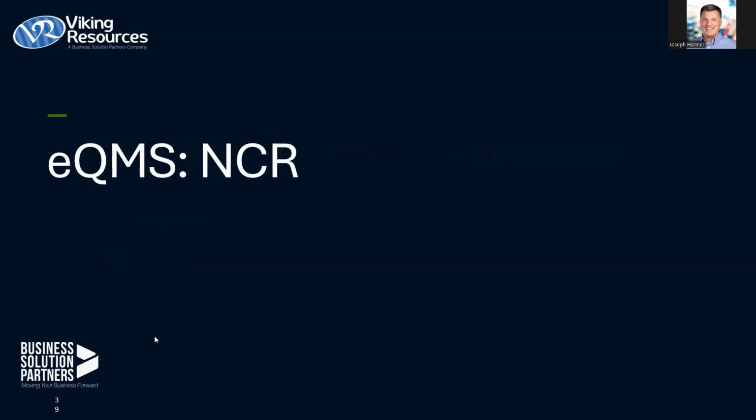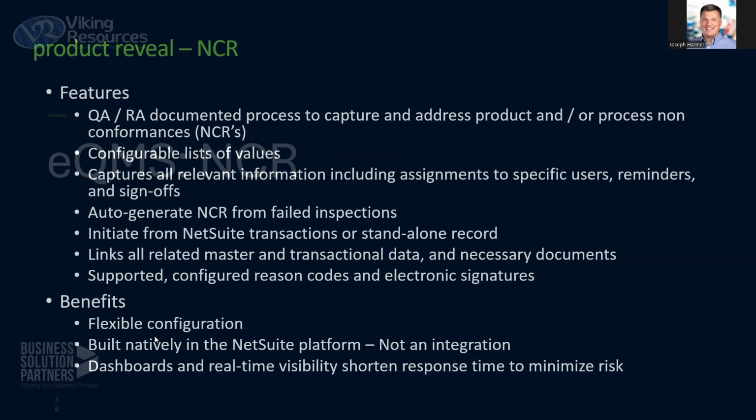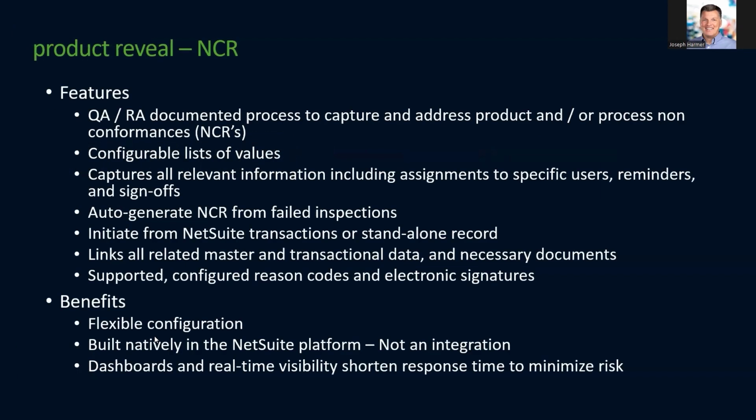Let's start with NCR, or Non-Conformance Report. Our Non-Conformance Report is a product or process usually not performing as intended. NCRs are commonly used in industries where tolerances must be extremely tight, such as life sciences, medical device, biopharma, aerospace, and even automotive.